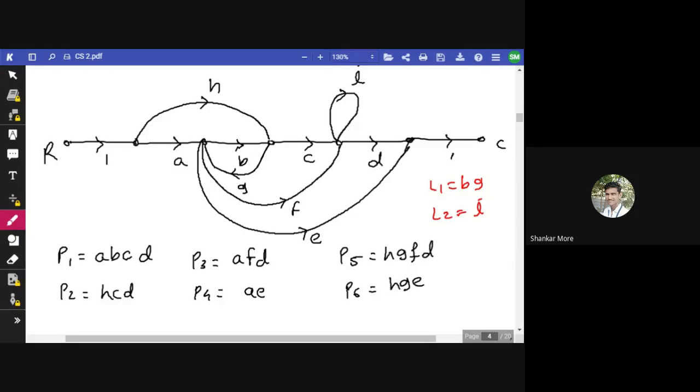No other loop? No. Is it? Now, how many non-touching loops are there? These two are non-touching loops. BG and I are not touching each other. Okay, they have separate nodes. Like see, BG lies here and I lies here, so there is no common point between them. Okay, so these are non-touching loops.